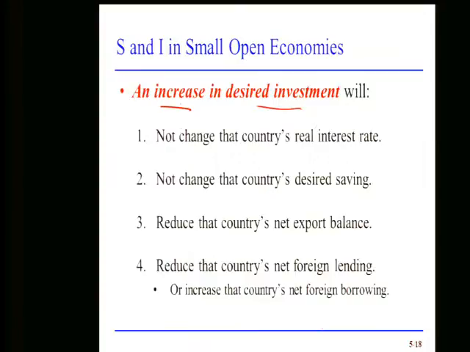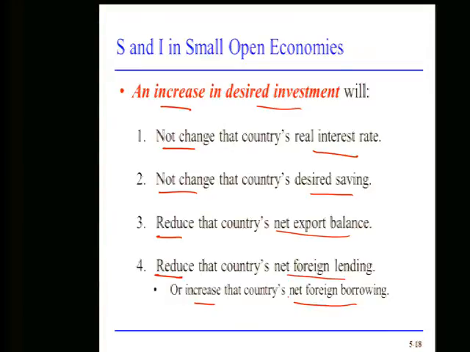Okay, so our increase in desired investment, no change in the real interest rate, no change in desired saving. We reduce the country's net export balance. We reduce net foreign lending, and otherwise, we would increase net foreign borrowing if that was our situation. So notice that this is simply supply and demand analysis. The real world interest rate being fixed with small open economies simply means this is supply and demand analysis with a fixed price level.